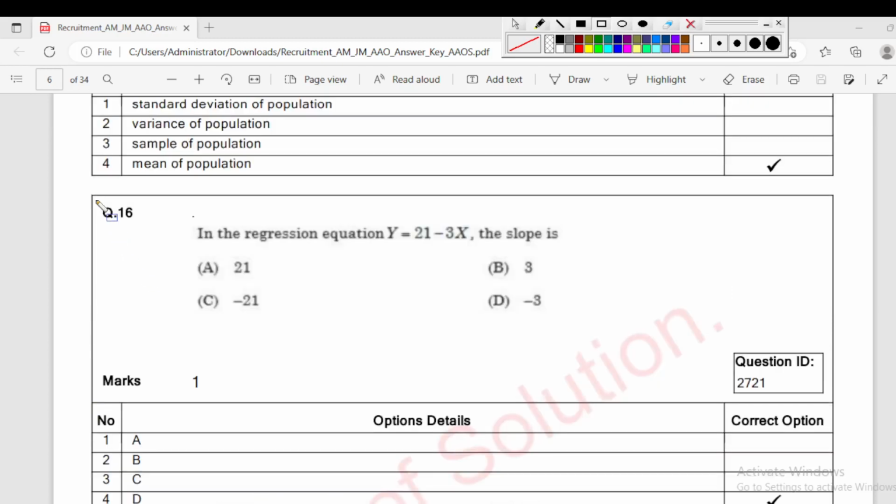Question number 16. In the regression equation y equal to 21 minus 3x, the slope is: option A 21, option B 3, option C minus 21, and option D minus 3. Option D is correct. The slope is equal to minus 3.